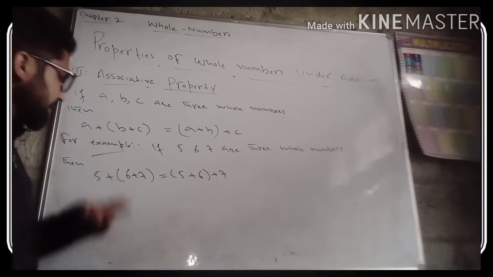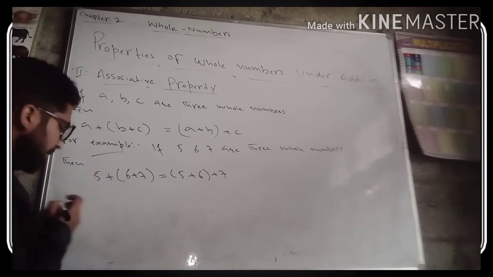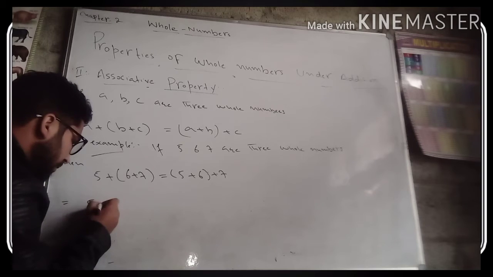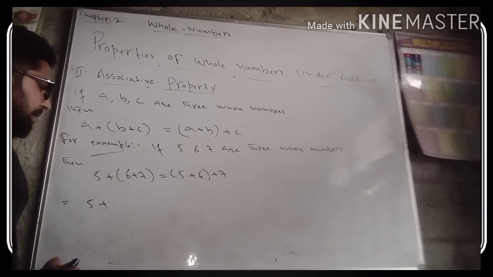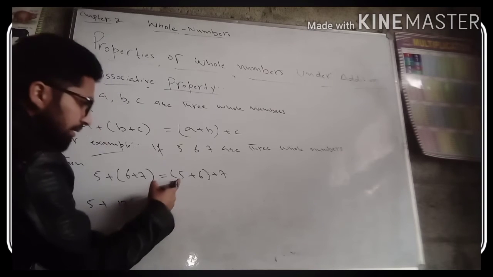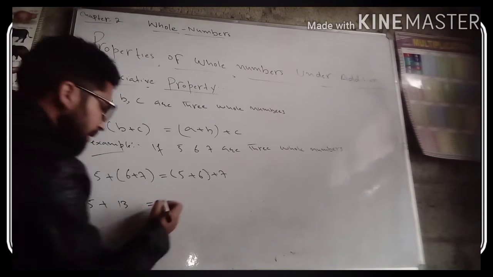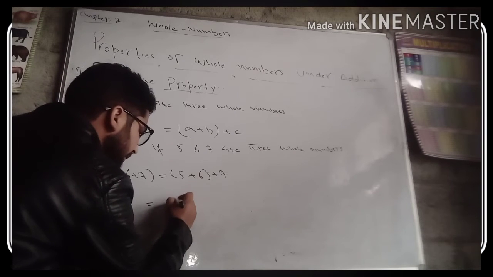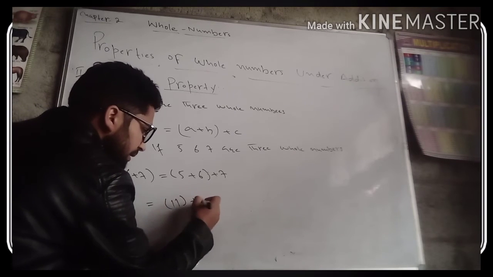ठीक है ना? We are solving them one by one. Here we can write 5 plus 6 plus 7 कितना हो गया बेटा? That is 18. Similarly here 5 plus 6 को हम ऐड करेंगे यहाँ पे, that is 5 plus 6 हो गया 11 plus 7.